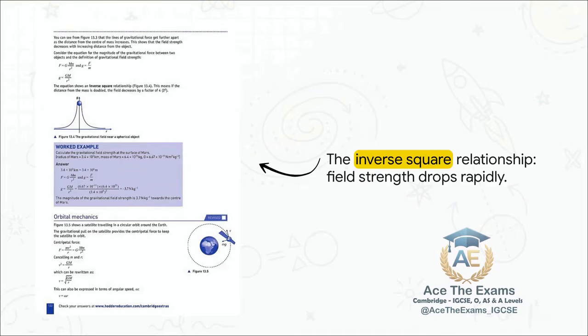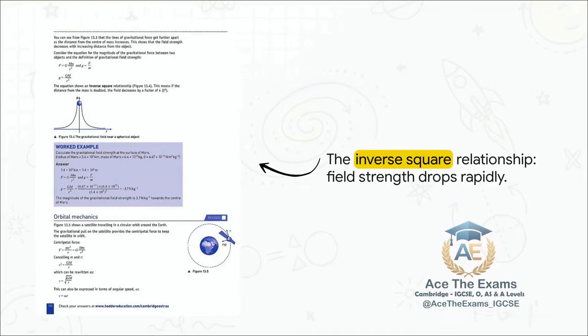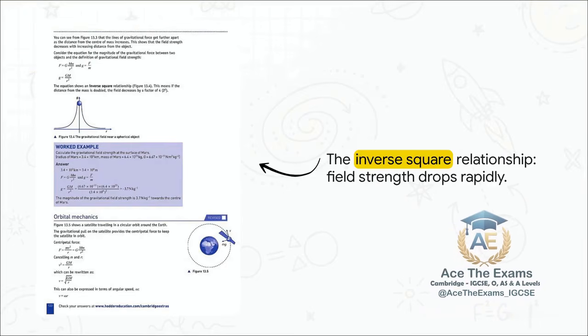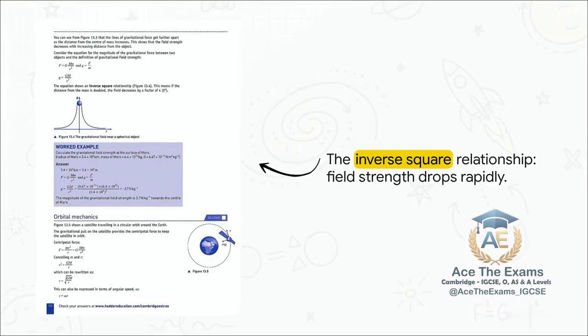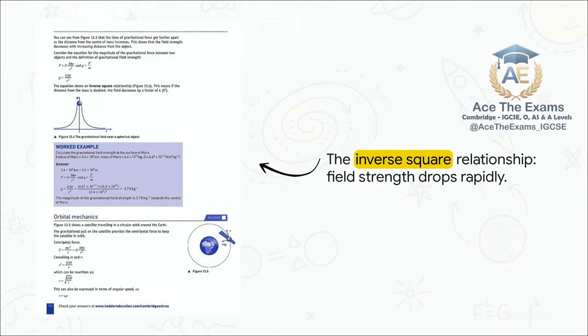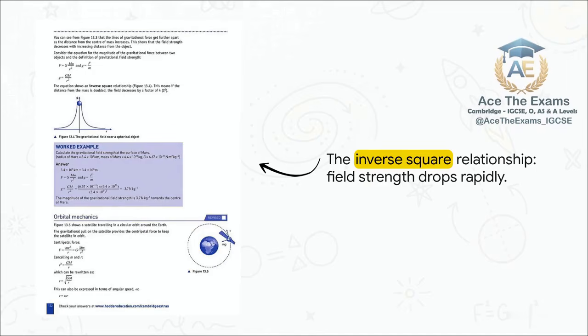Now, let's do a quick visual workshop. I want you to look at this graph. Imagine a 60-second timer on your screen right now. Scan the data. What is the core trend? Notice how the curve drops off incredibly sharply. This visualizes the infamous inverse square relationship.